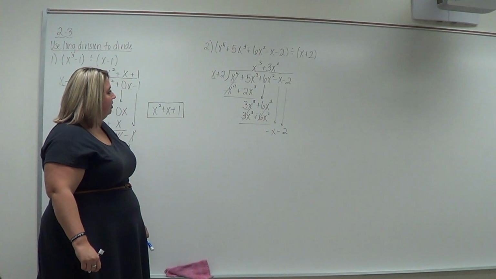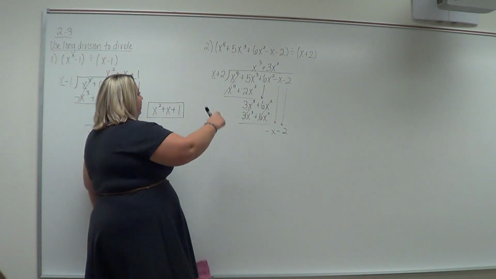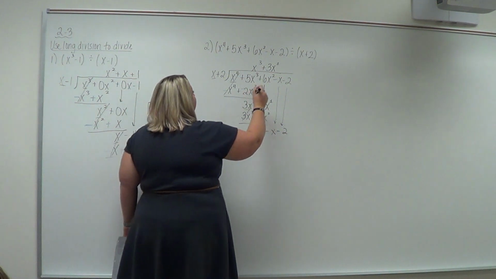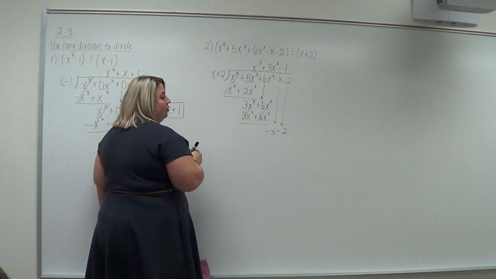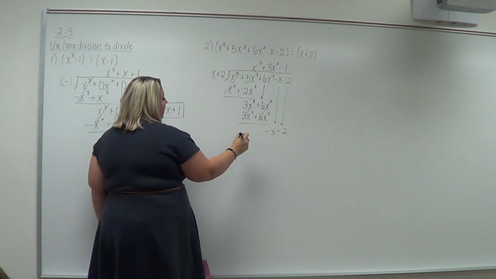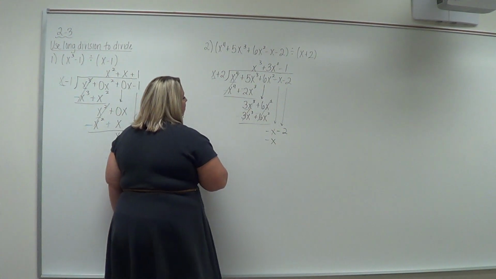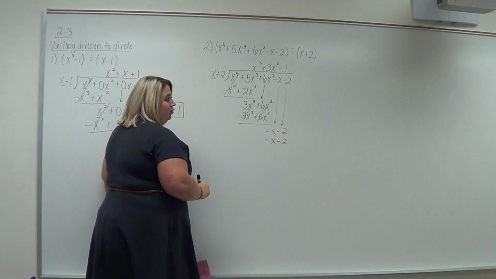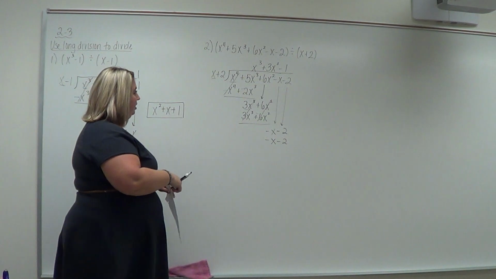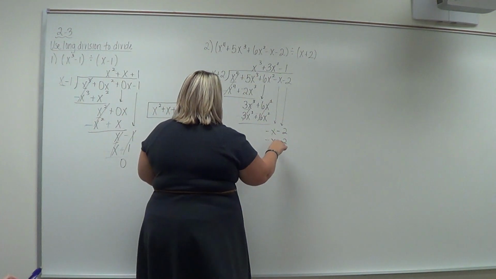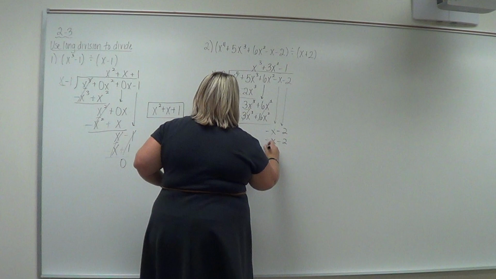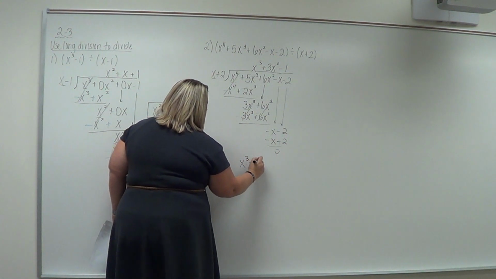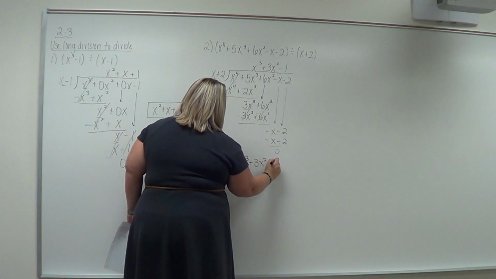Okay, so one more thing. So what times x will give me negative x? Negative 1. So negative 1 times x is negative x. And then negative 1 times 2 is negative 2. So when I subtract, do I have a remainder on this one? No, because everything cancels. So the answer would be x cubed plus 3x squared minus 1.